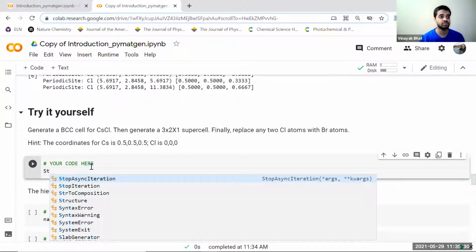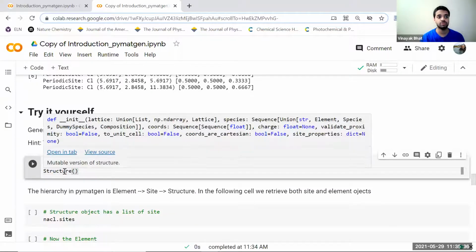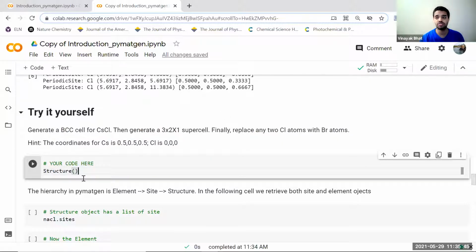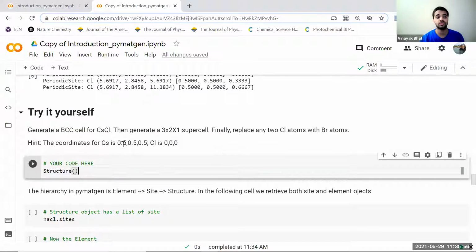So this is the way of generating a structure. A structure requires a lattice, right? It requires a lattice, it requires species, which are these species, Cs and Cl, and it requires coordinates for where those are. So if you want a body centered cubic lattice, you would say Cs in the center is 0.5, 0.5, 0.5, and the other is Cl, which is 0, 0, 0. So that's what we need.